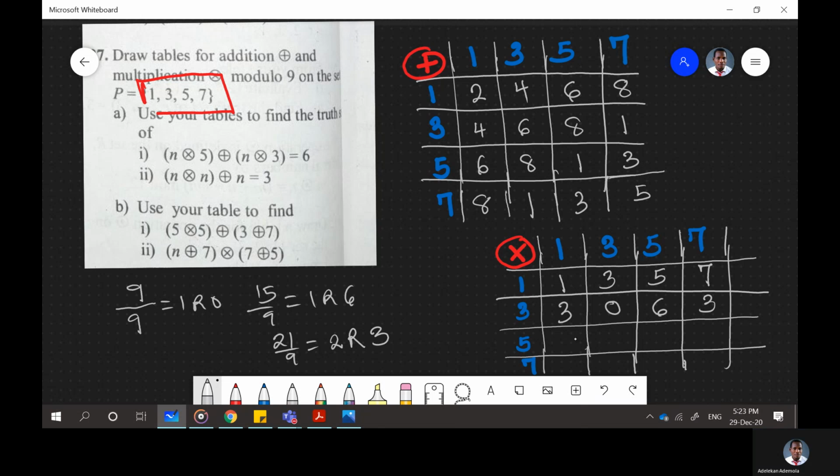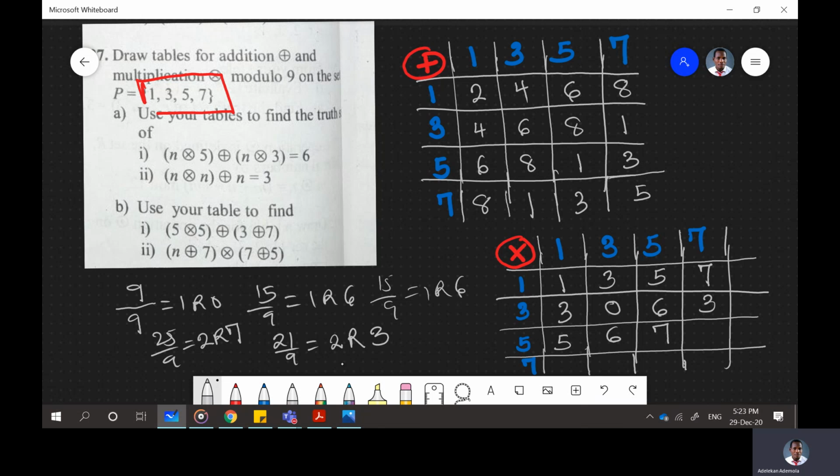5 times 1 is 5. 5 times 3 is 15. 15 divided by 9 is 1, remainder 6. 5 times 5 is 25. 25 over 9. How many 9s can we get here? That's 3. No, sorry, that's 2. 9 times 2 is 18. Remainder 7. So this is 7.